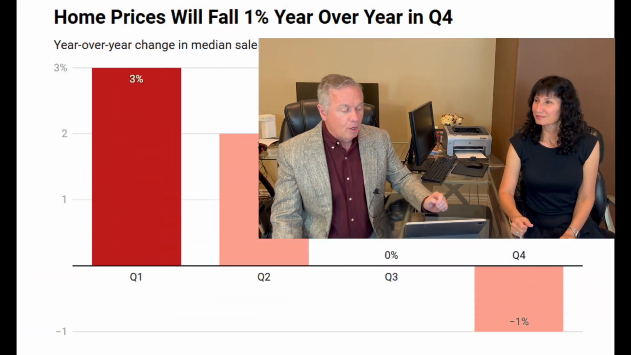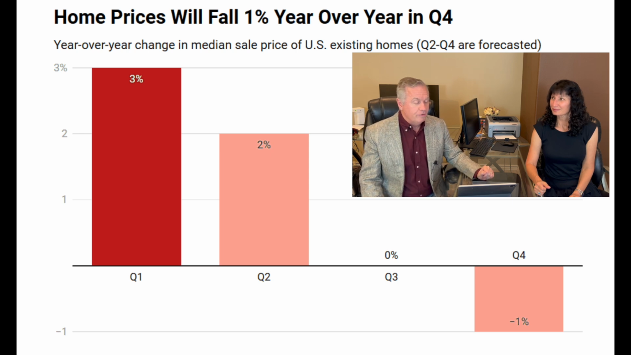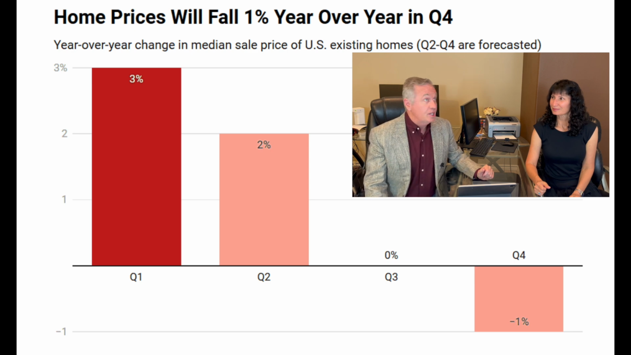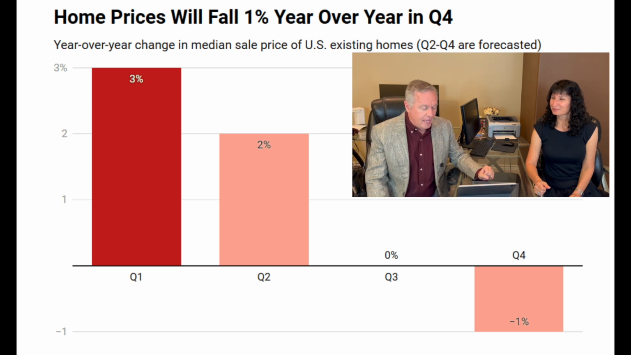Then in the very same article, this is what they show. First quarter, 3% increase, because that's what we had in the first quarter. And then it says quarters 2 to 4 forecasted. Second quarter, which we're just finishing, they're saying home prices will be up 2%. Okay? So 5% already for the year. And then for the second half of the year, quarter 3 flat, quarter 4 minus 1%.